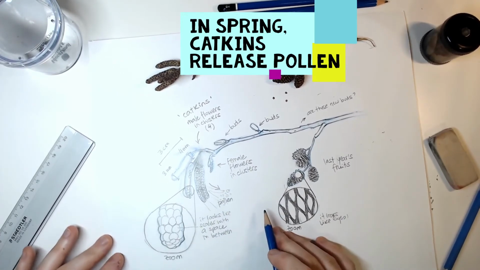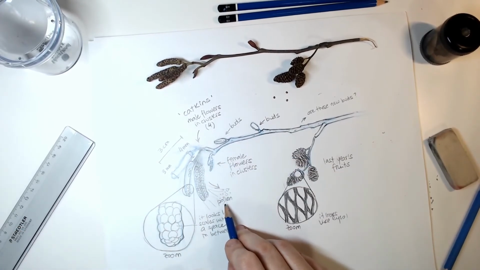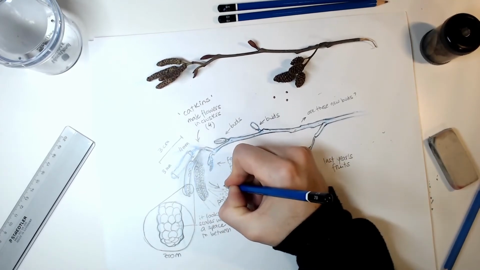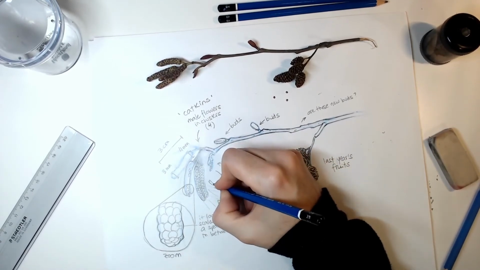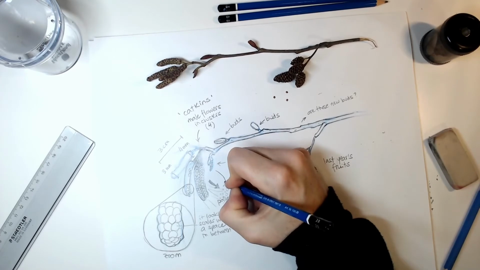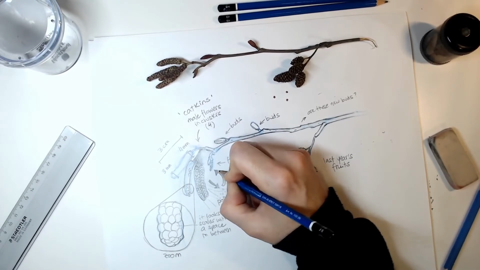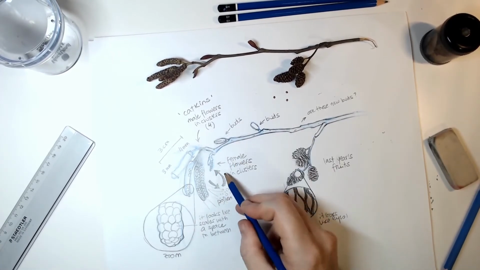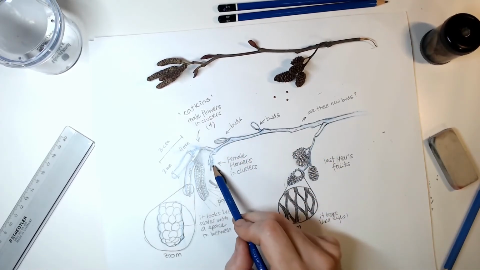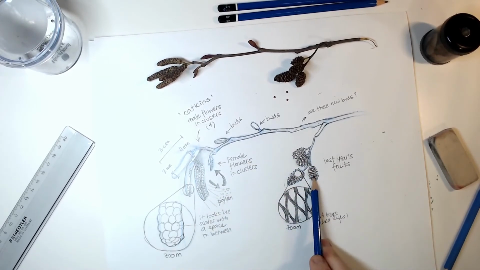Have you seen people sneezing in the spring? That's because of the pollen. This pollen goes into the female flowers. So it comes like this. I'm going to make the arrows a little bit thicker so we don't confuse them with the arrows that are labeling parts. So this pollen goes back to the female flowers, and then next year we have the fruit.